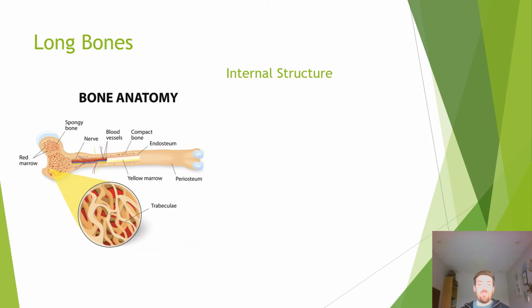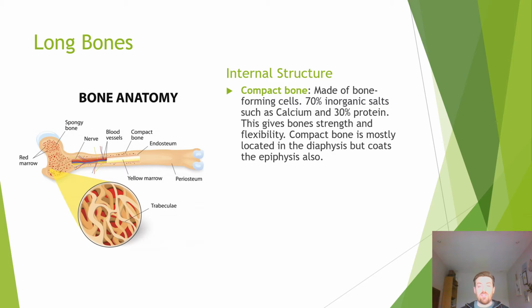So bone anatomy then, let's have a look inside. So that was the external structure of the bone. Let's have a look inside. So compact bone is made of bone-forming cells, all right? 70% inorganic salts such as calcium, so that's why we need calcium in our diet, and 30% protein. This gives bone strength, but a little bit of flexibility as well. You wouldn't want your bones to be super rigid because then they would break very easily. They need to be able to take a little bit of damage.